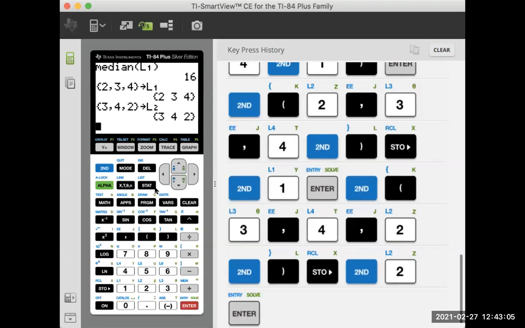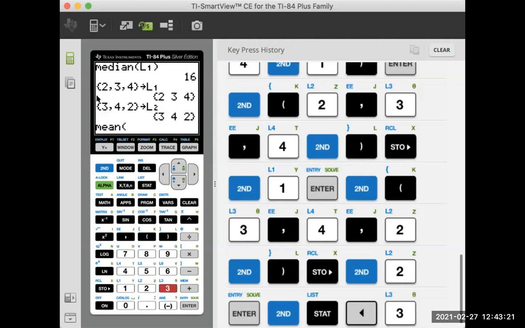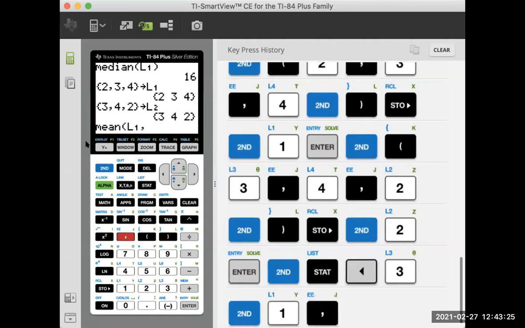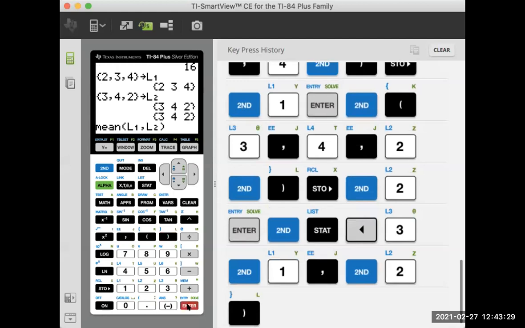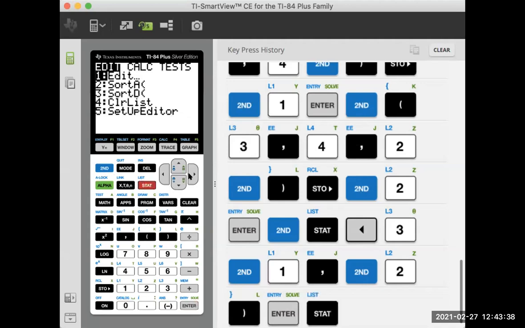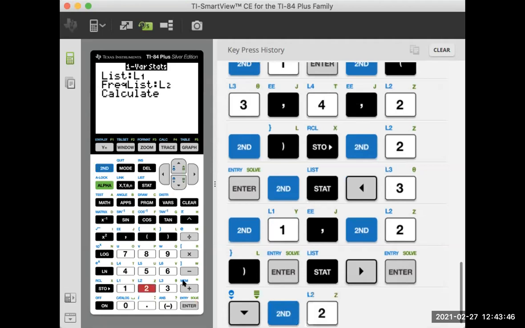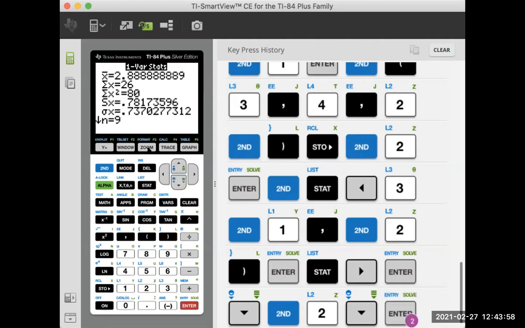Then I can compute the mean. Second list, scroll over to the mean, third one down, and input L1 and L2. 2.88. Okay, I could also have done stat, go to calc, one var stats, L1, and then I put the other one in L2. So the X was in L1, the F was in L2. And so you get 2.88, so that's the mean. They also give you all that other stuff.